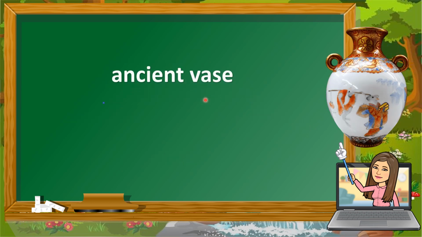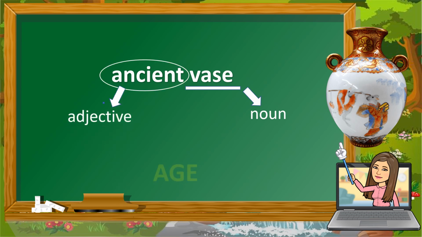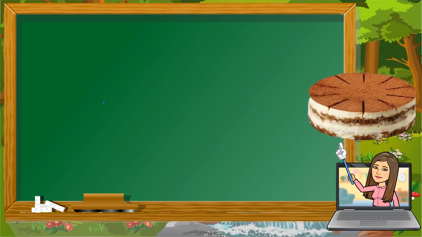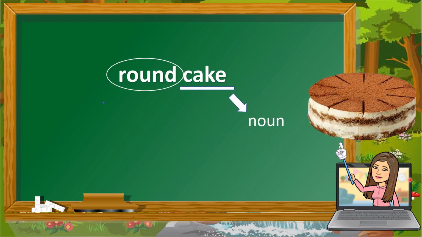Okay, next one. Okay, so ancient vase. All right. So again, let us identify where is the noun in there. Okay, so the noun is the vase. Okay, so tell me something about that vase. Okay, it's ancient. So we are talking about its age. Okay, all right, so let us move on to the next, round cake. So obviously we are talking about a cake and its shape. Okay, all right.